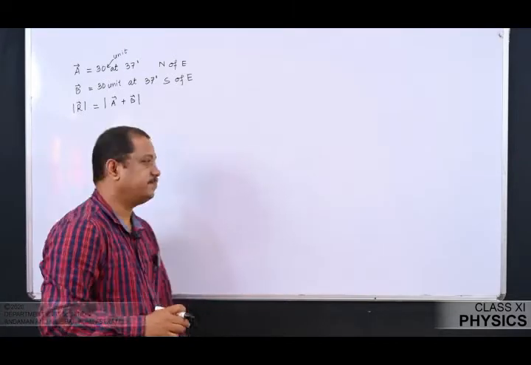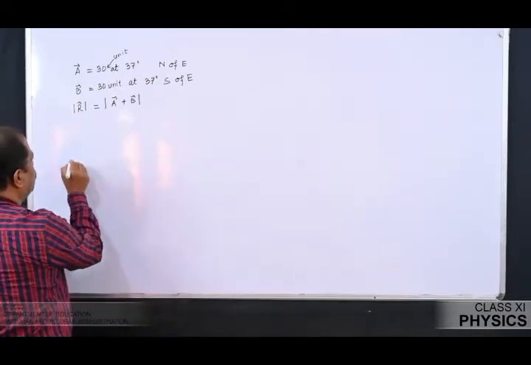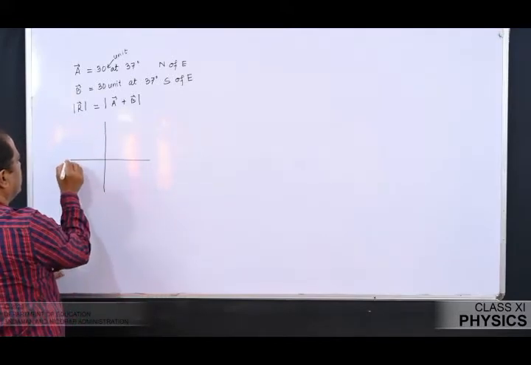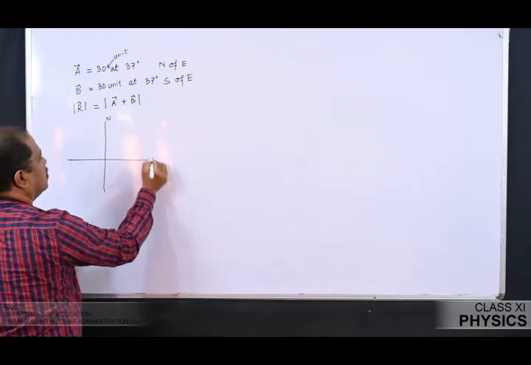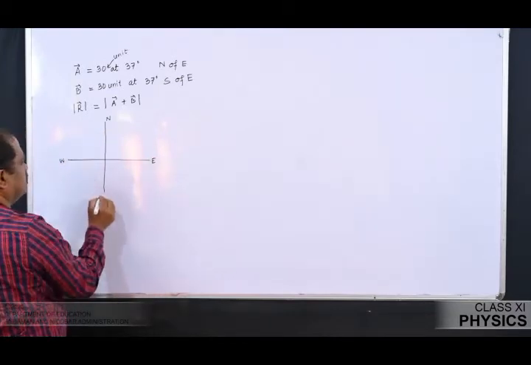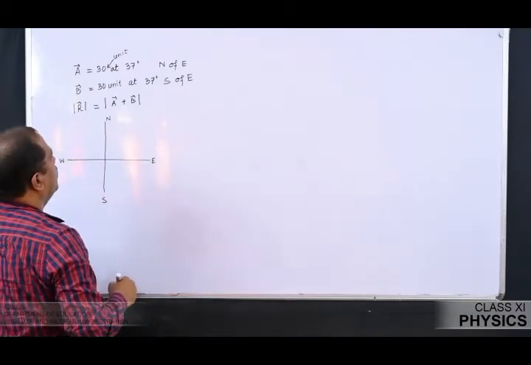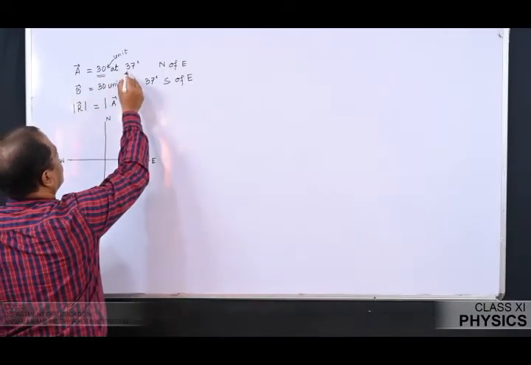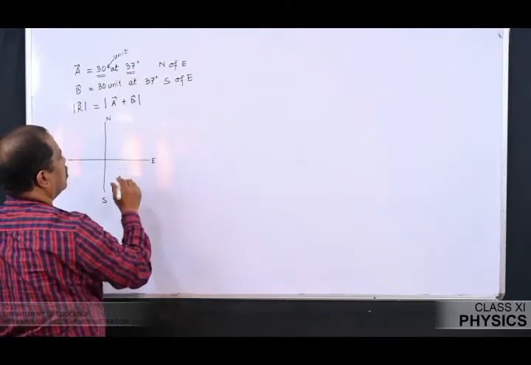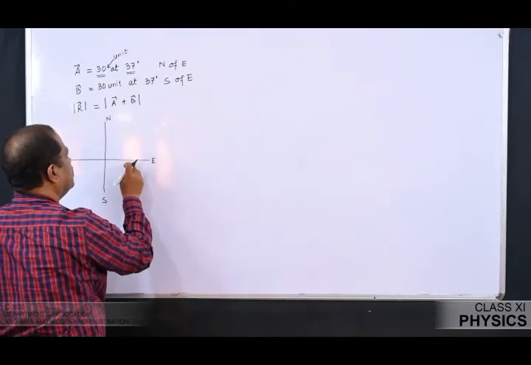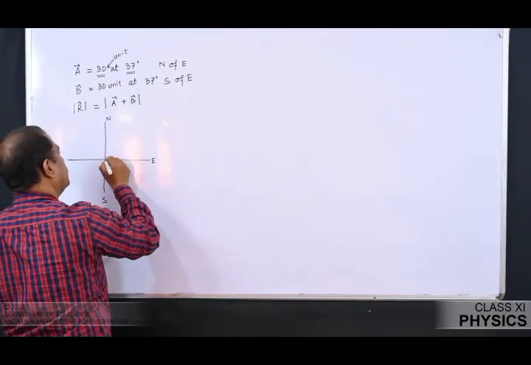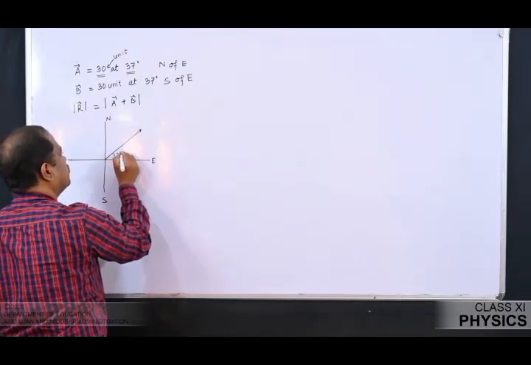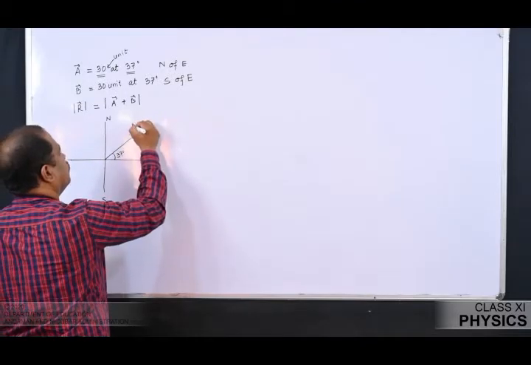So how to go about it? Already we have studied how to represent north, east, west, south directions. So let's say this is north, east, west and south. Now it is said that vector A is 30 units along 37 degrees north of east. So this is east. 37 degrees north of east I am going to have here. So this is for me 37 degrees. And this is vector A for me.